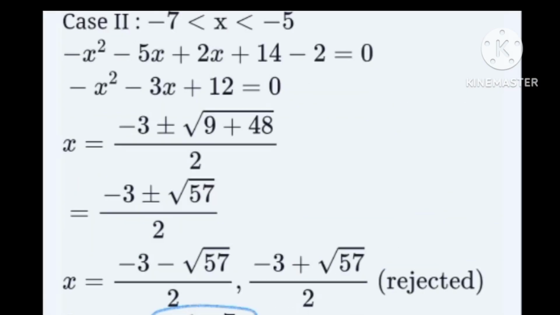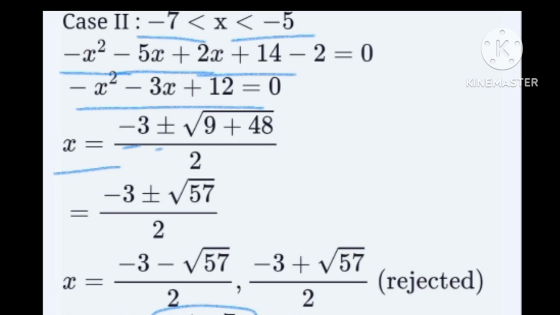Now second case, minus 7 less than or equal to x less than minus 5. That means minus x square minus 5x plus 2x plus 14 minus 2 equal to 0. So minus x square minus 3x plus 12 is equal to 0. x is equal to minus 3 plus or minus root over 9 plus 48 by 2. So x is equal to minus 3 plus or minus root 57 by 2. Now x is equal to minus 3 minus root 57 by 2, and minus 3 plus root 57 by 2. So one is rejected, one is the real root.